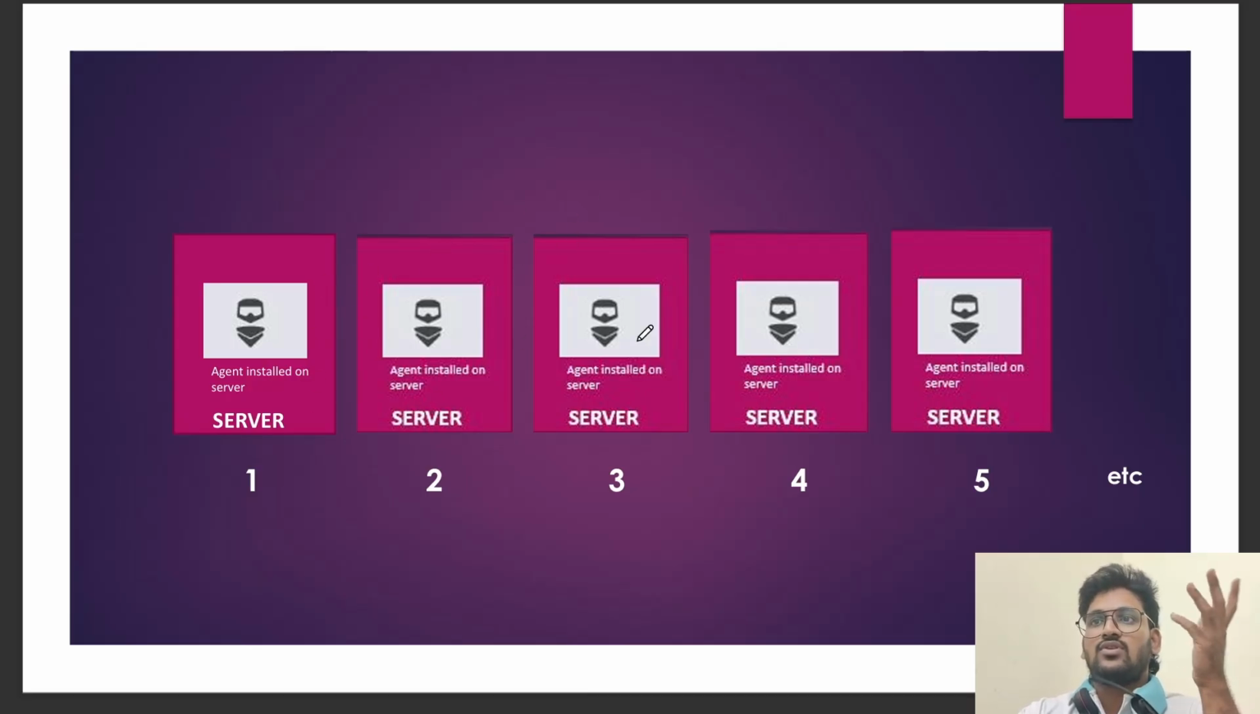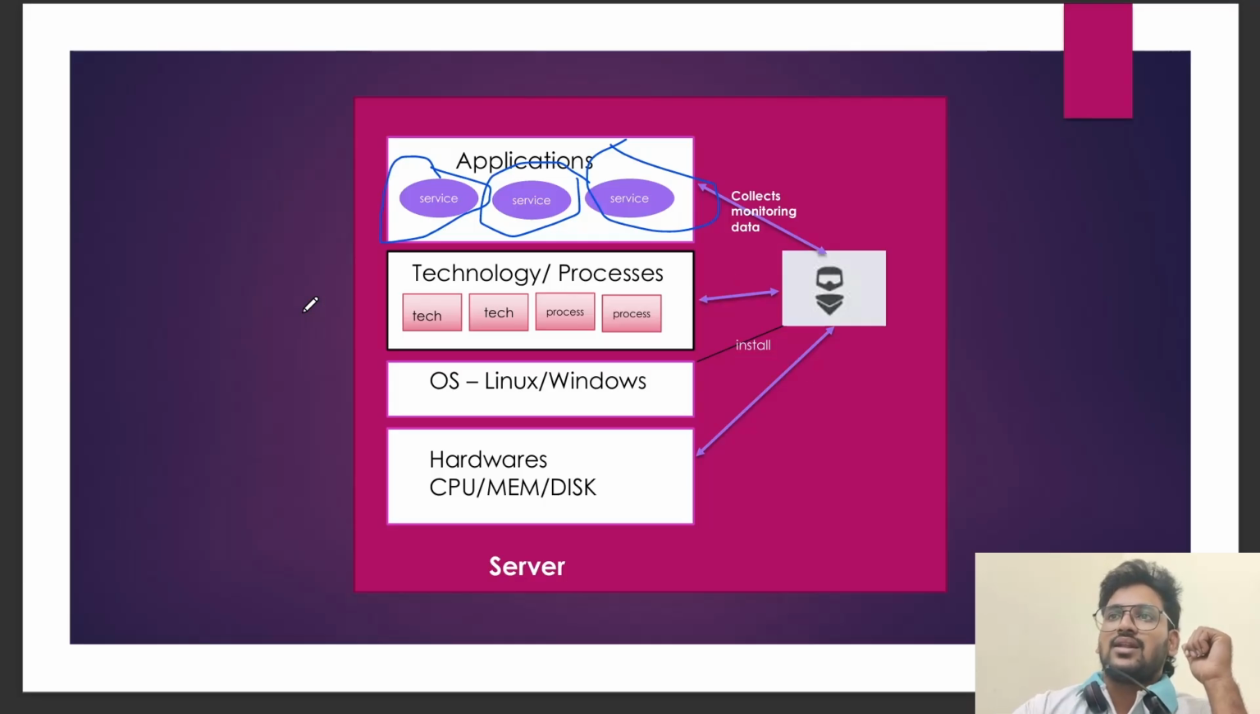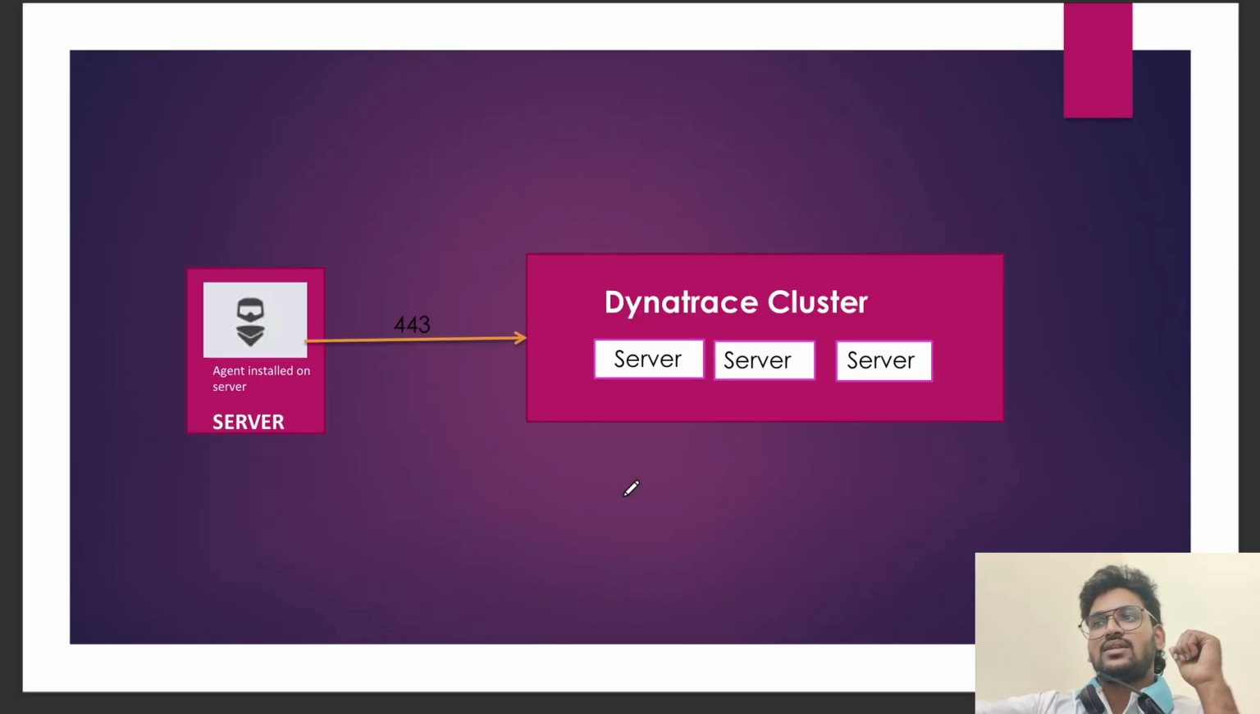If we miss any one of the servers, we could not get the visibility of that server. For example, if you are not installing it on the third server, we won't get visibility. If the server is down, we won't get the visibility. So we have to install the OneAgent in all the servers so that we will get all the data. Then the Dynatrace OneAgent, after collecting the monitoring metrics of the application layer, technology layer, OS, and hardware, will finally send them to the Dynatrace cluster.